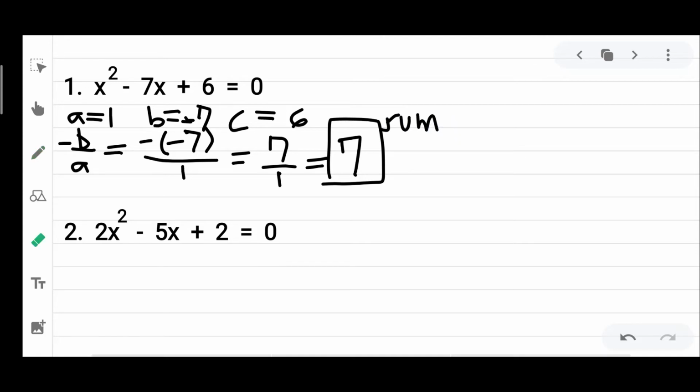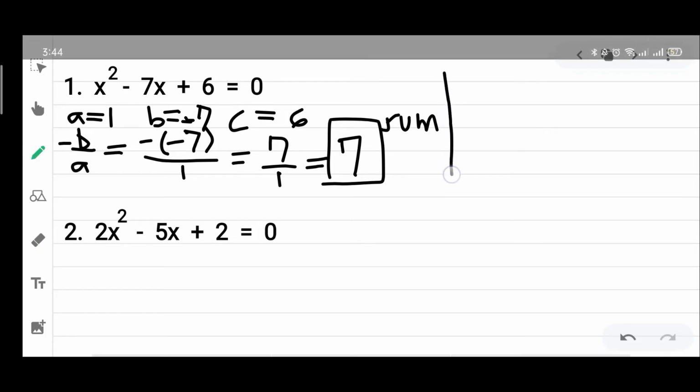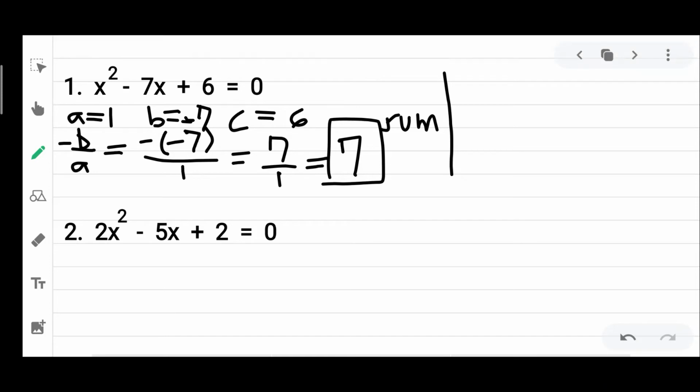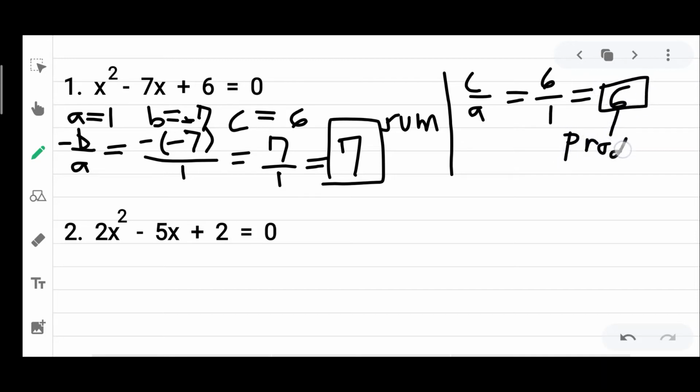Ngayon, solve naman natin yung product of the roots of quadratic equations. So, yung formula ulit is C over A. Ang value ng C natin dito is 6. While yung value naman ng A natin is 1. 6 divide 1, the answer is 6. And this is the product of the roots.